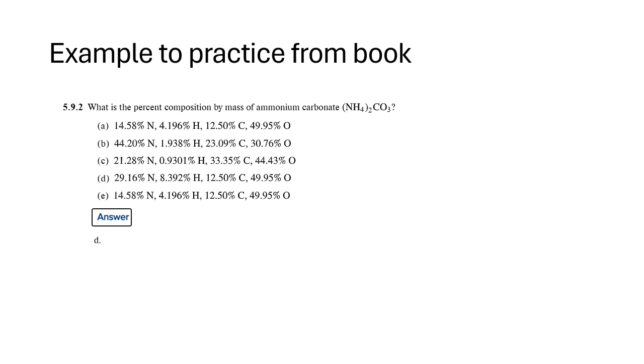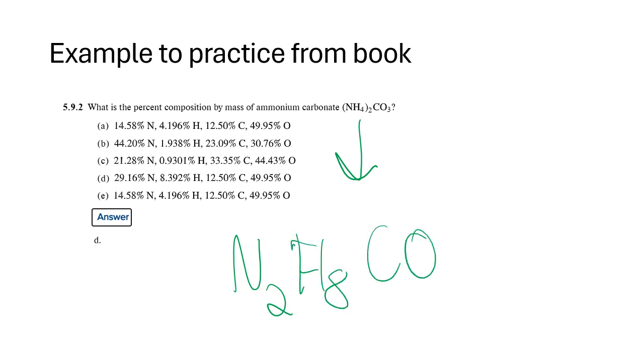Here's a slightly more difficult one. I'm just going to rewrite that compound as N2H8CO3, because that 2 distributes in. We're saying that we have 2 ammoniums, and so that 2 distributes in. So Lewis structures will be covered in week 7, so we don't do anything this week in Lewis structures.